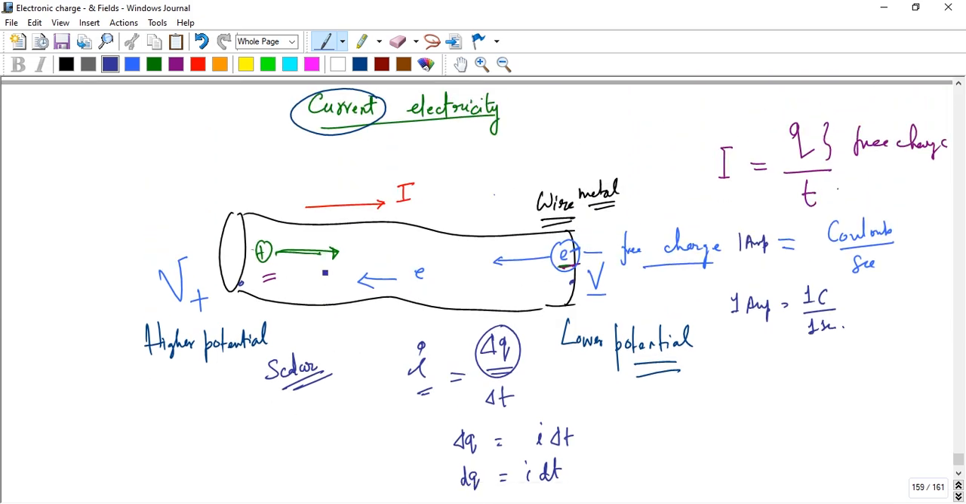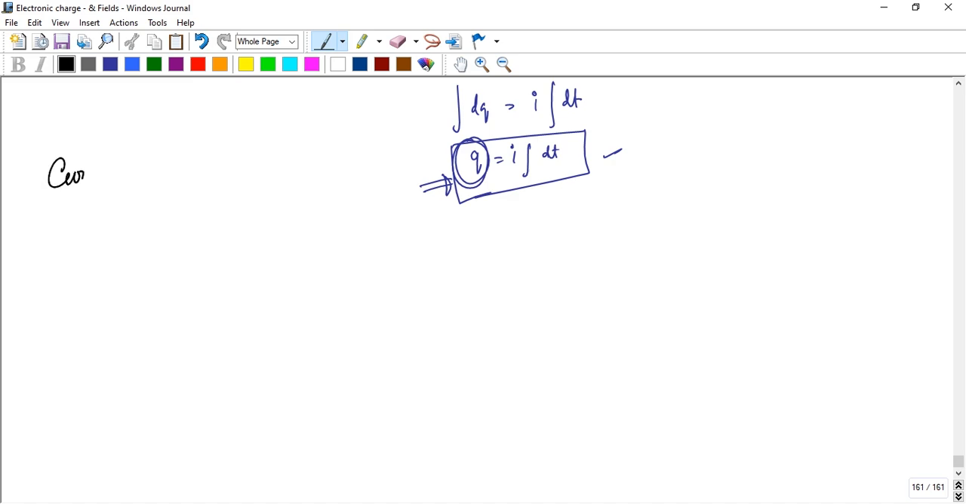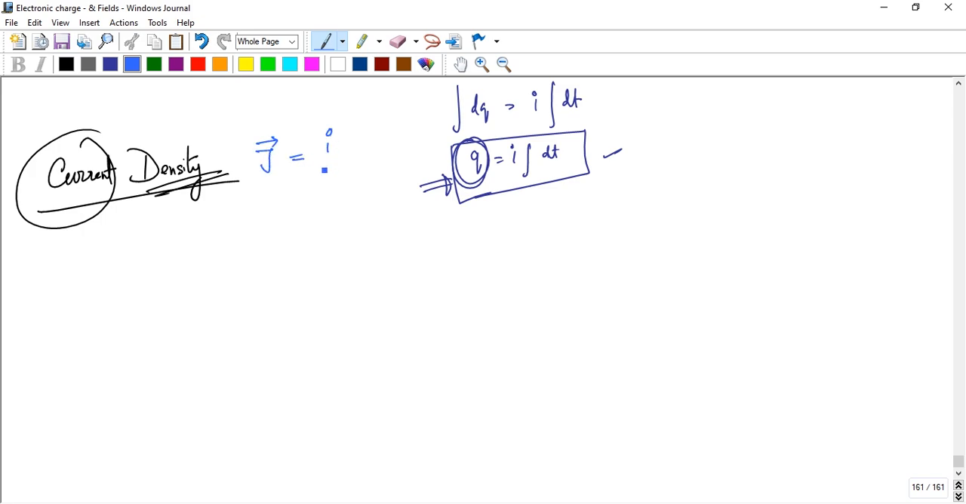Now we discuss current density. We know what current is, and here the other word is density. Density means there is an area. Current per unit area gives us the current density. The symbol is J, and it is a vector. Current I, and the area is also a vector. So current density equals current per unit area.